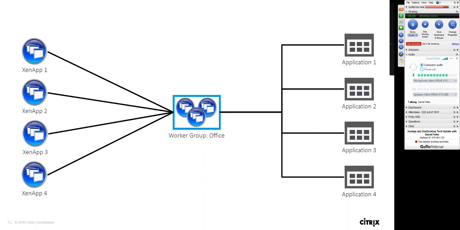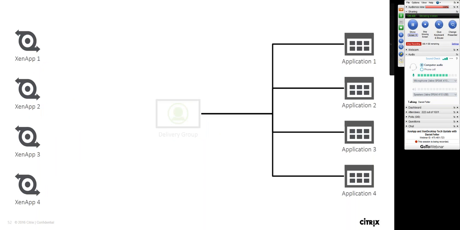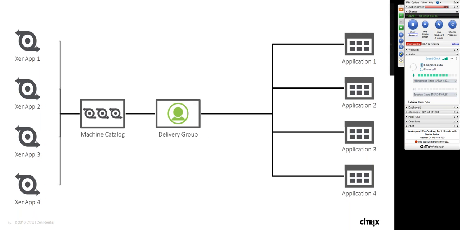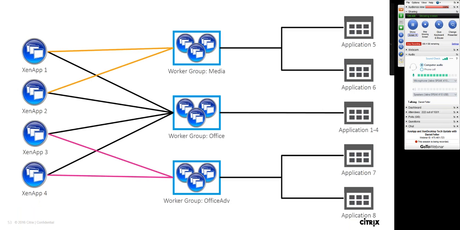A worker group was a group of XenApp servers that had the same published apps. Pretty simple. I add a group, I add a VM into this worker group, and it starts publishing the applications. A delivery group is pretty much the same thing. I have a delivery group that's assigned to a machine catalog, which is just a group of VMs that are publishing the same applications and the same resources.